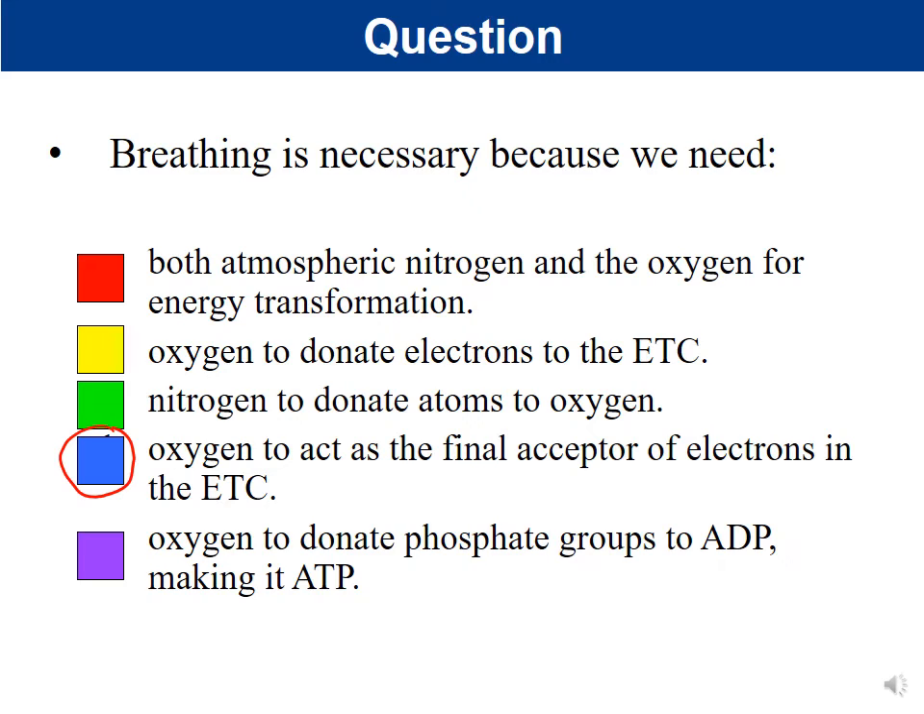Green, nitrogen to donate atoms to oxygen. That's not true. That one doesn't even make sense. Purple, oxygen to donate phosphate groups to ADP, making it ATP. O2 does not have phosphate groups, therefore it can't donate them to ADP.